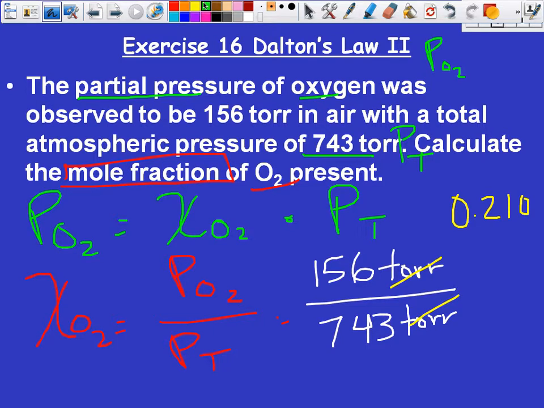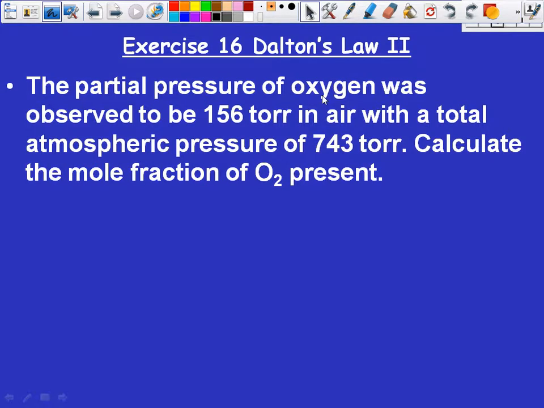So let's talk about what this means. The total atmospheric pressure is 743 torr. Of that 743 torr, 156 of it comes from oxygen. So what fraction of it is from oxygen? Well, 0.21 is your answer. If you want to look at it even more, the percentage would be 21%, which we know is about true. Oxygen is about 21% of your atmospheric air. So this double backs and should make sense to you. All right, so that is the second problem. Let's look at one more problem.